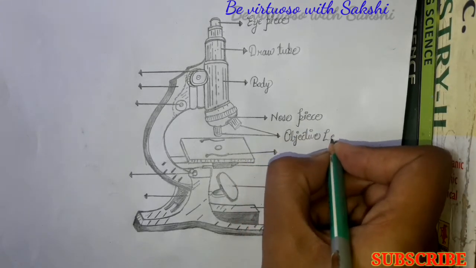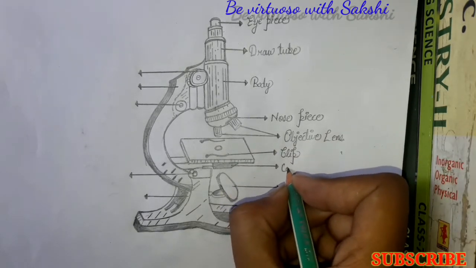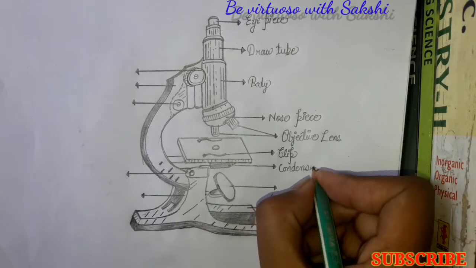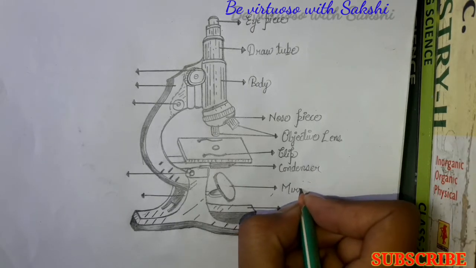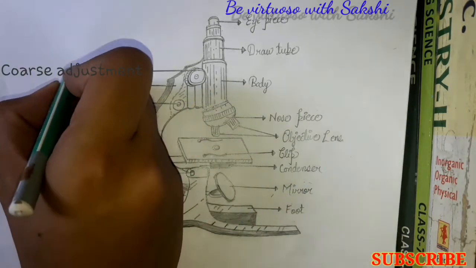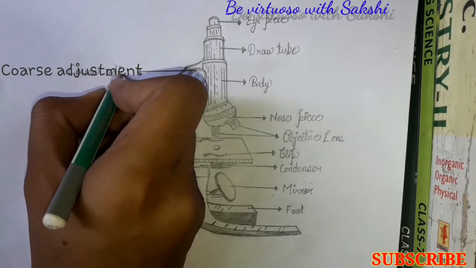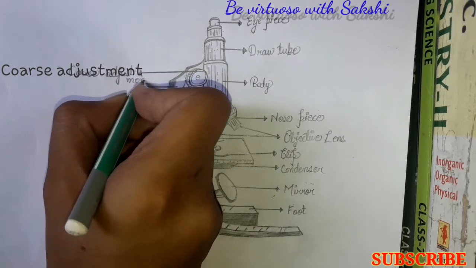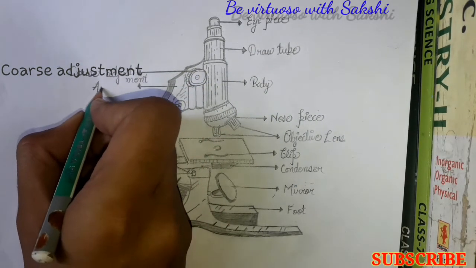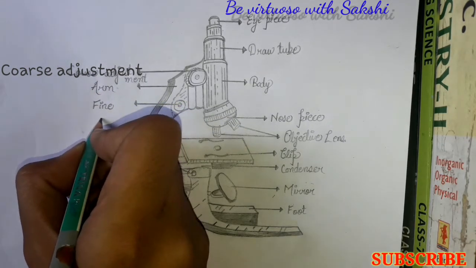Next is clip. This is condenser. And this is mirror for the reflecting of light. This is foot. It's coarse adjustment knob. And this is arm of the compound microscope. This is fine adjustment knob.